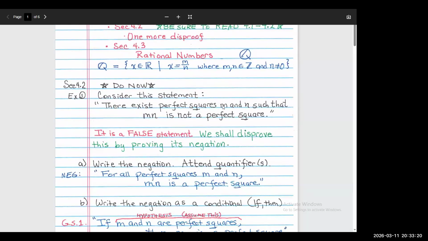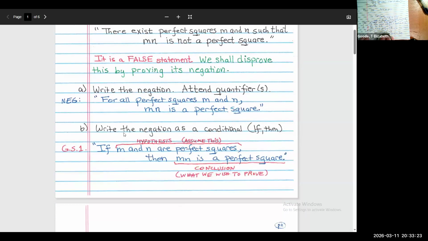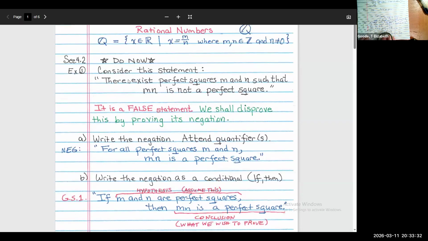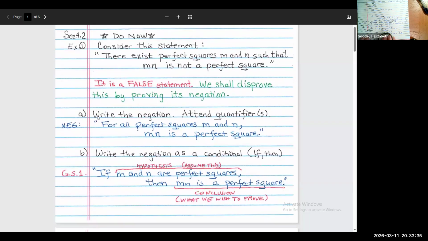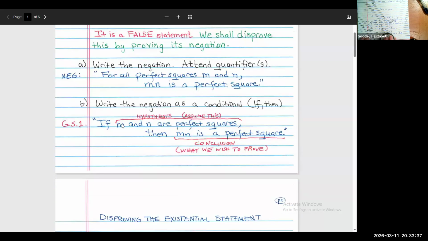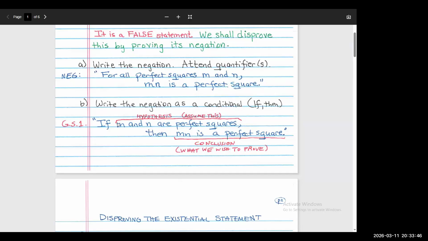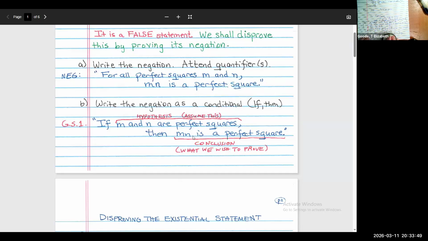And if you carefully read these, you will see the steps that we take. If it's a universal statement, like here we're disproving a statement, so we wrote the negation, but then we wrote the negation as an if-then. You always want to write your universal statement as an if-then statement. Why? Because we need to see what we're going to assume, and we need to see clearly what we wish to prove. And here, the idea is that this statement is about perfect squares. So the domain is perfect squares.